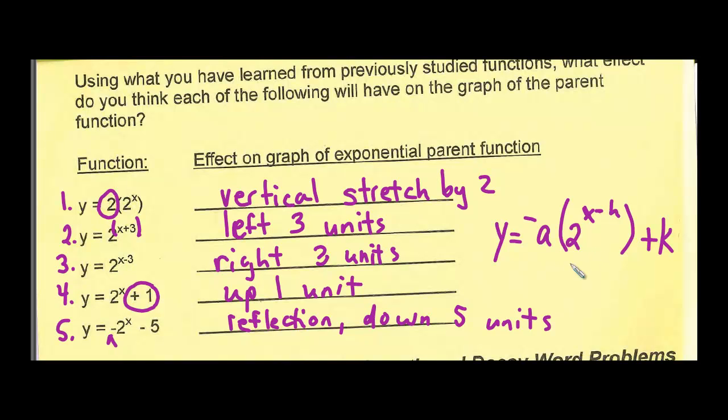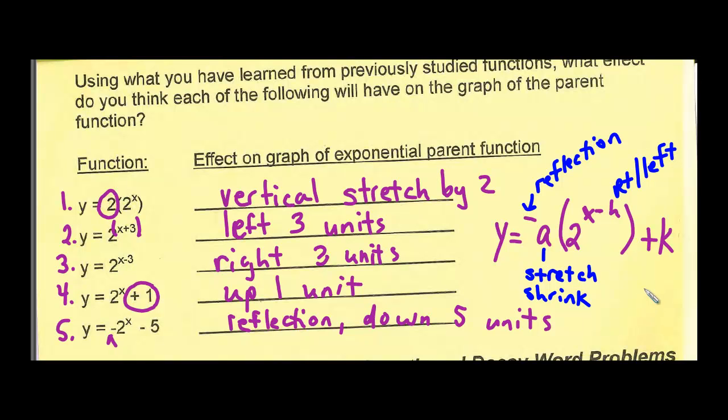Since we're using 2 to the x as our parent function, remember that the negative sign is a reflection over the x-axis. The A is a stretch or shrink. The H is a right or left movement, and it's opposite of the way we think. And K is our up and down movement. Also remember that if there's a negative sign in front of the x, then it's a reflection over the y. Same information, different parent function.